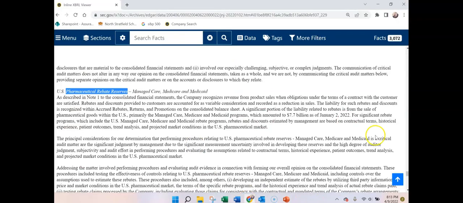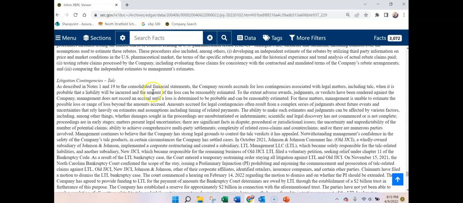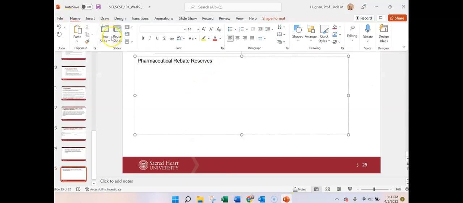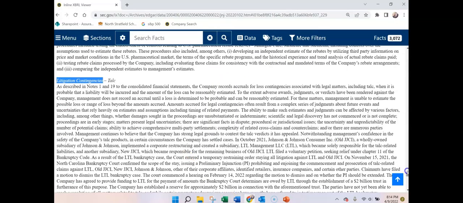Let's see if there's anything else. Litigation contingencies, lawsuits. One of these is talc. You may have heard that in the news about perhaps cancer-causing contaminants in the talc that's in baby powder. These lawsuits are currently under litigation. They have not been settled. We can find out more by reading this.